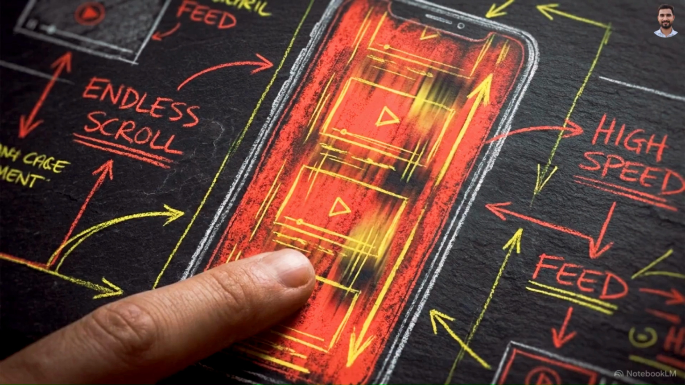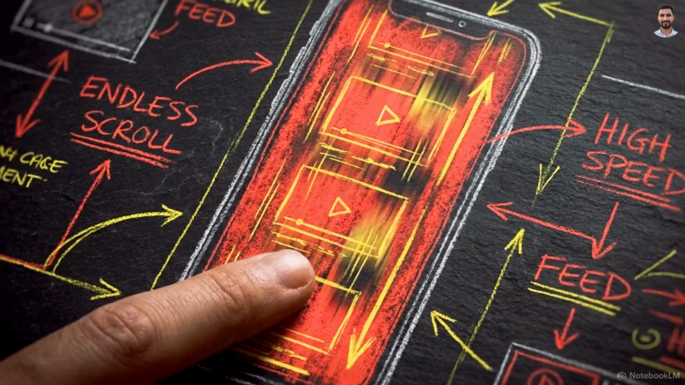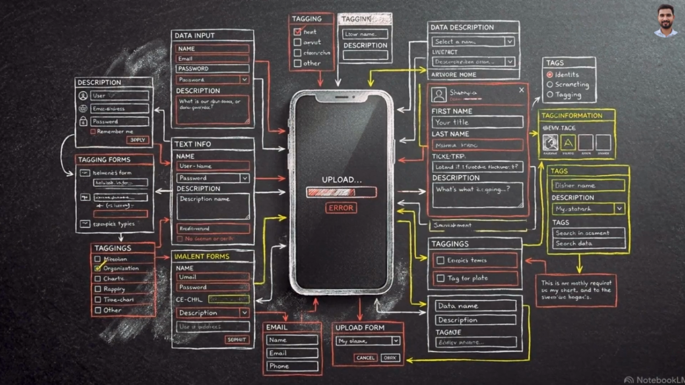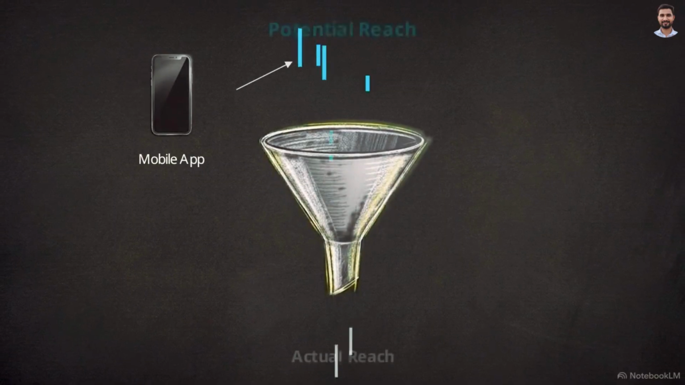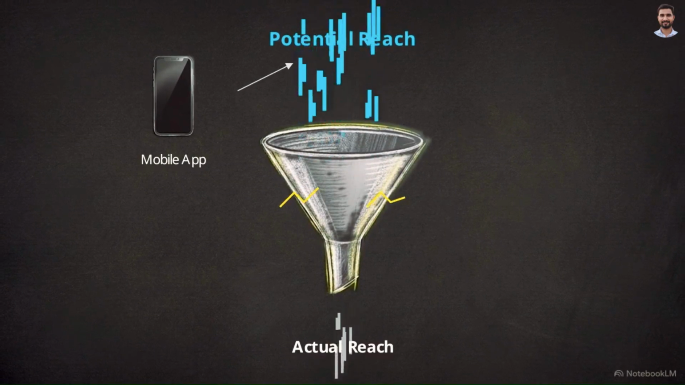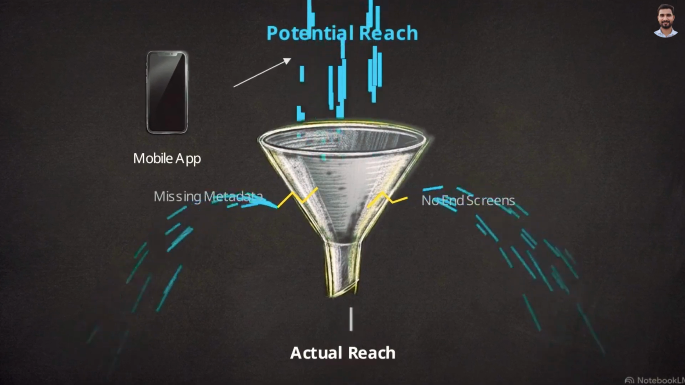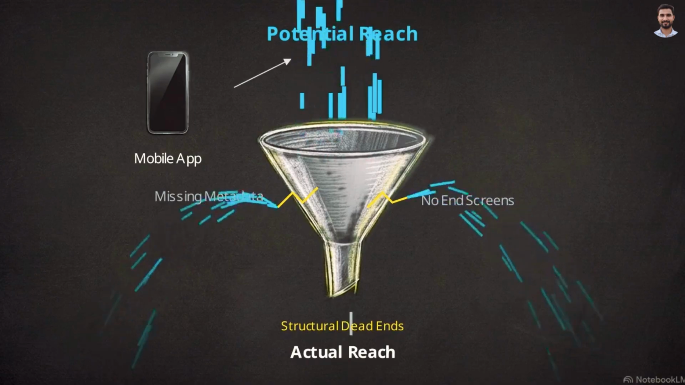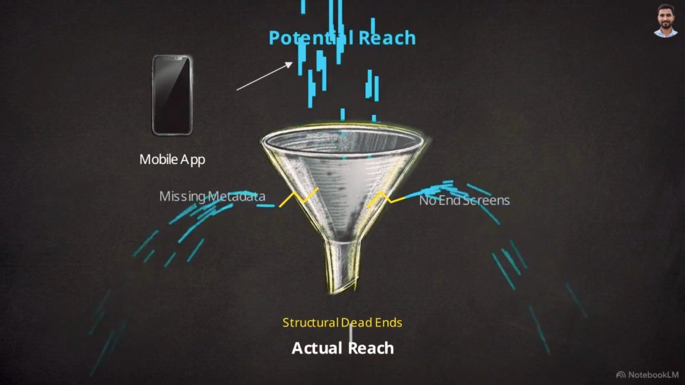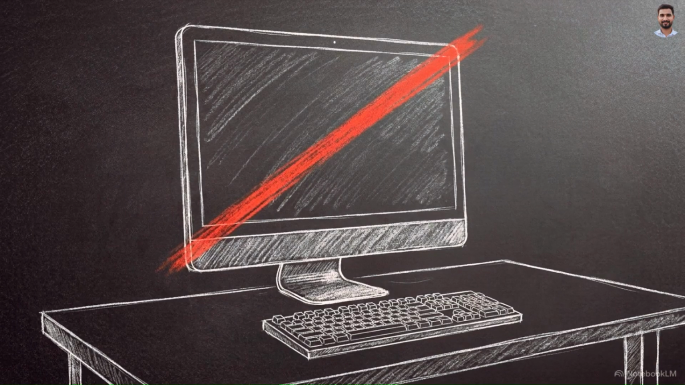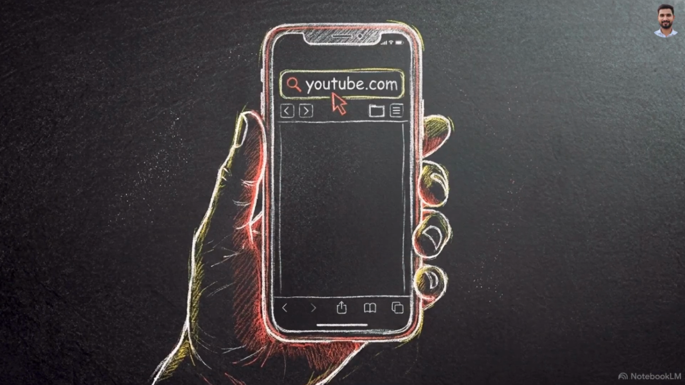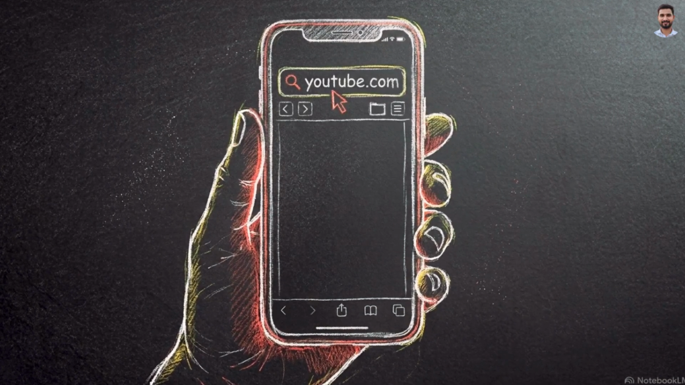The YouTube app is built for viewers to scroll and watch content in seconds. It wasn't designed to handle the heavy metadata needs of a professional publisher. This gap in functionality creates what I call view leakage. Because the app locks you out of advanced settings, your potential reach is constantly draining away through missing data points and structural dead ends. Stopping these leaks doesn't require a desktop computer. You just have to change how you access the platform from your mobile browser.